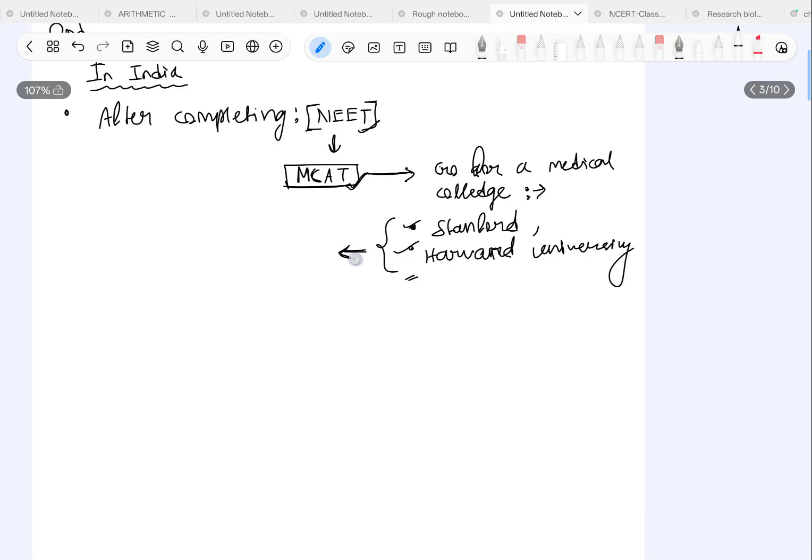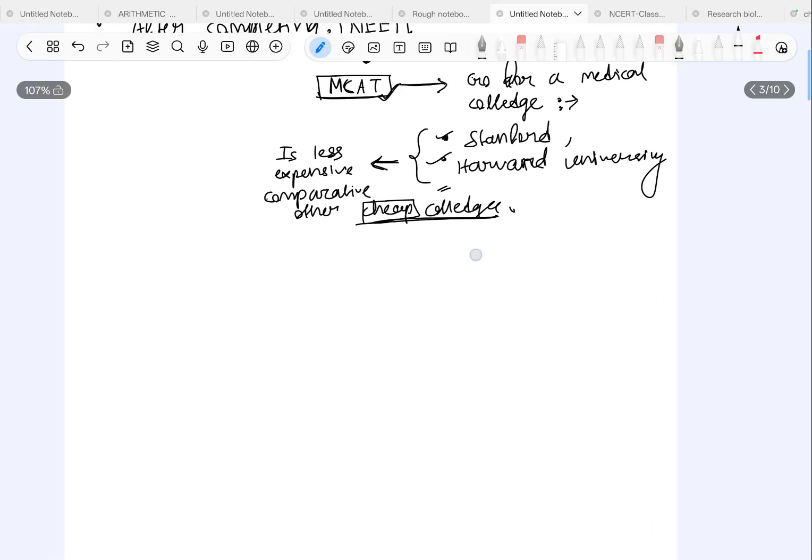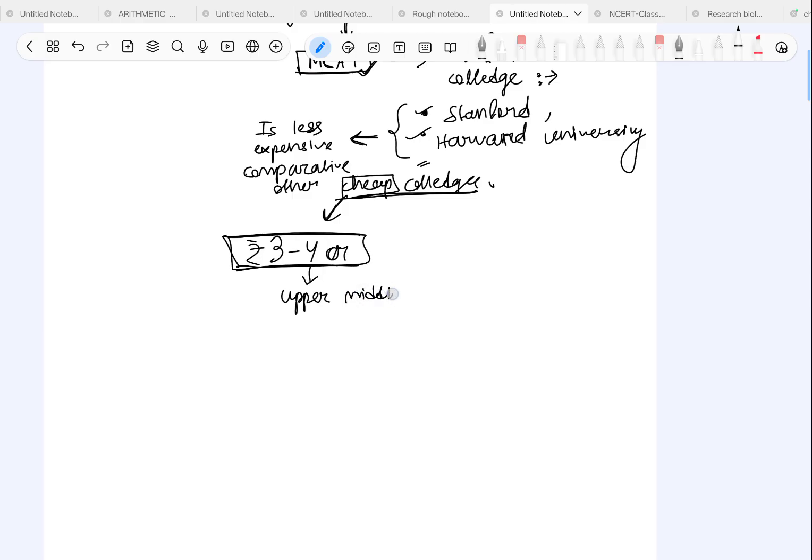These top colleges are less expensive compared to other cheap colleges. By saying cheap colleges, it doesn't mean really cheap, but colleges which people don't know. Basically, the colleges which are not known much will take a large amount of money, like 3 to 4 crores. Even the upper middle class can hardly afford it.